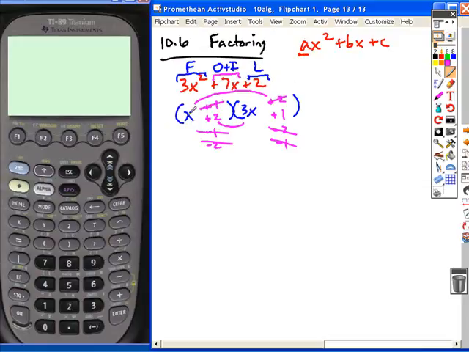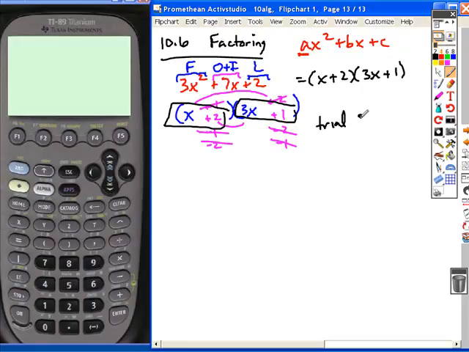Let's go to the next. How about x times 1 plus 2 times 3x? So is 1x plus 6x equal to 7x? Yeah, so that becomes your factors. So you see what your factors are. Your answer would be x plus 2 times 3x plus 1. Okay, so this is called trial and error. And you're using the reverse FOIL method.